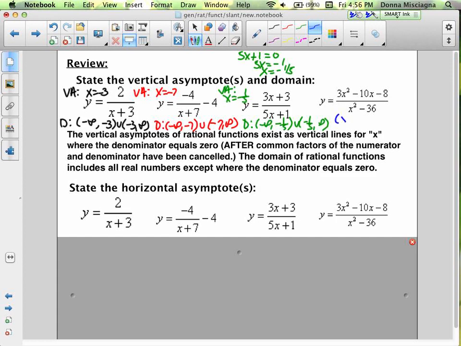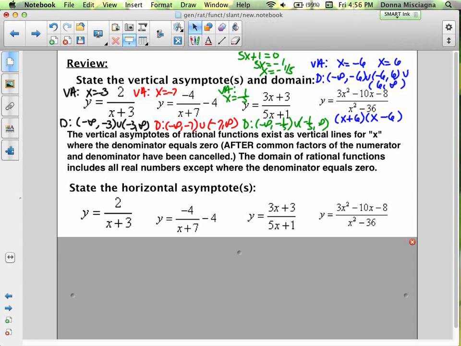This is a difference of squares, so this would factor to the square root plus the square root and the square root minus the square root: x plus 6 times x minus 6. So we have two vertical asymptotes, one at x equals negative 6 and one at x equals positive 6. So our domain has to exclude both of those values, so that would be negative infinity to negative 6, negative 6 to 6, and then 6 to infinity. So just a little review of finding vertical asymptotes.